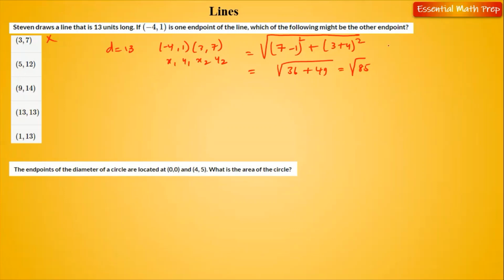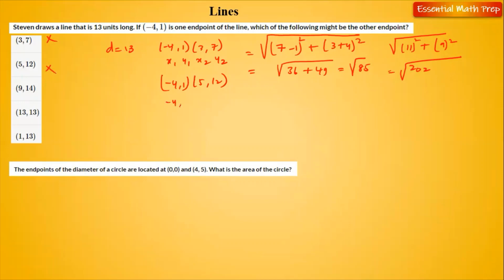So let's do the square root again, this time with 5, 12. So that'll be 12 minus 1, which is 11 squared, plus 5 plus 4, which is 9 squared. So I believe 11 is 121, right? 11 times 11 is 121. Plus 81 is 202. I sure don't think that will give you 13 either, so that's out of the question.